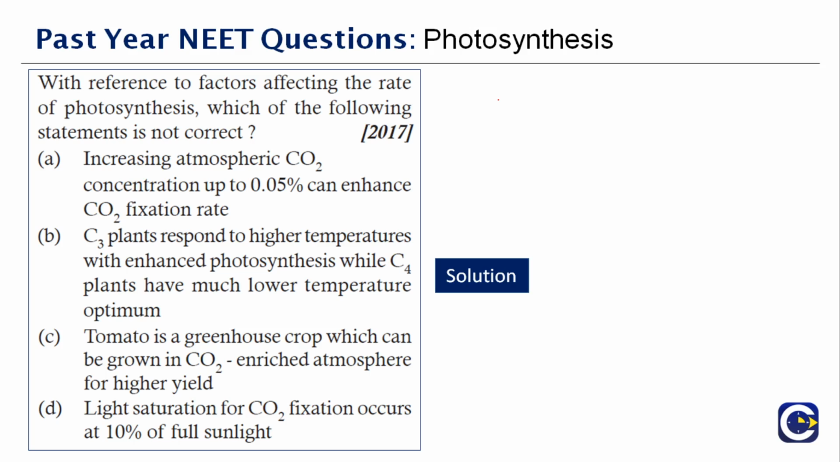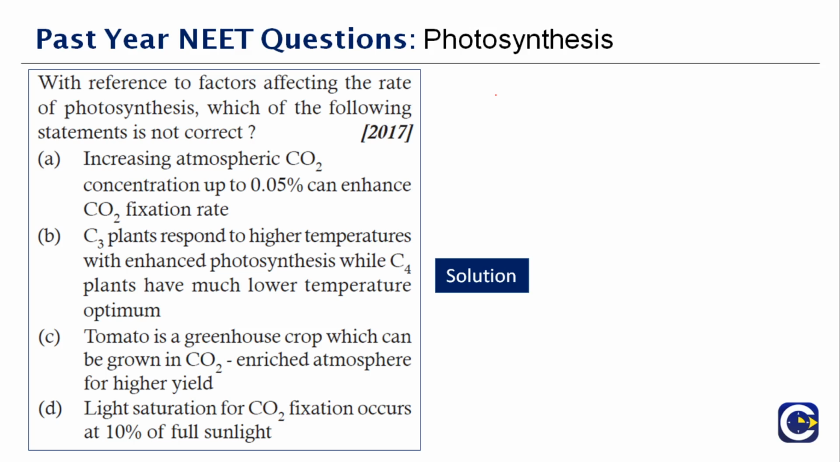What happens when there is an increase in carbon dioxide? The fixation will also increase. It will enhance. Look at the second option. C3 plants respond to higher temperatures with enhanced photosynthesis, while C4 plants have much lower temperature optimum. If you remember, in the earlier parts we spoke about this. For C3 plants the temperature is 10 to 25 degrees Celsius, while the optimum temperature for C4 plants is up to 32 to 34 degrees Celsius, as we saw.